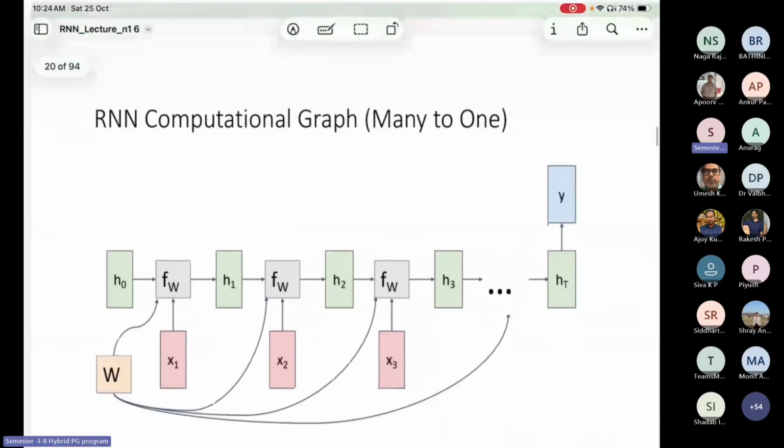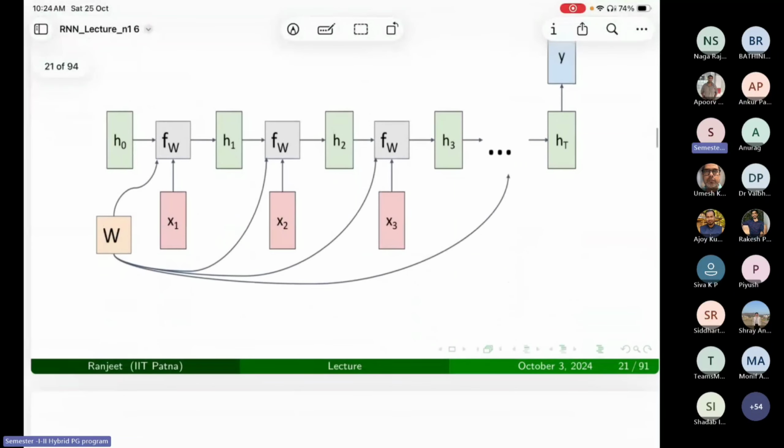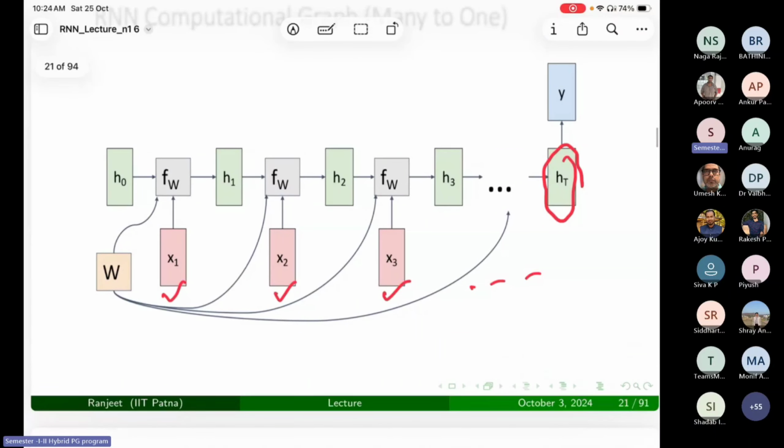When you have a many to one problem, like I have told you, suppose you have to do sentiment classification. In that case, you have to process every word. These are the words. And once you have processed all the words of the given paragraph, in the ST you have the information of all those words, and now you are going to decide what is the class of this. It's just a one time classification. So processing all the inputs and then doing the classification. This is your many to one problem.